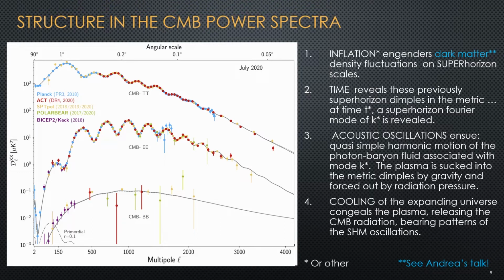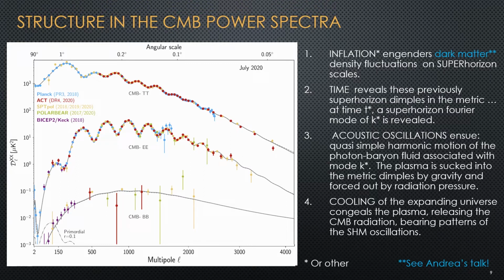And so as time goes on and the universe is expanding, it reveals these previously superhorizon dimples in the space-time metric. There's this specific relationship that at a given time t star, there's a certain wavelength of fluctuation that can be revealed. Or we use k, which is like 1 over the wavelength. And so there's this tight relationship between t star and k star.